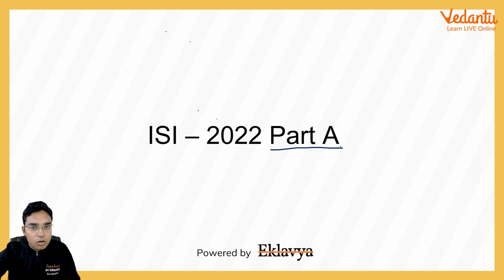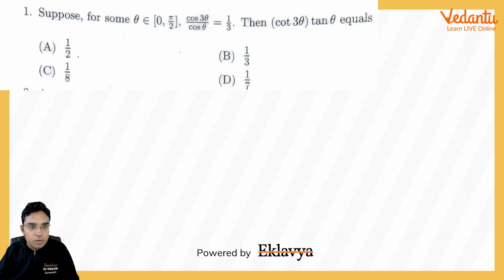So let us start solving this paper with question number 1, in which we are given theta belongs to 0 to pi by 2 and cos 3 theta upon cos theta is equal to 1 by 3. Then we have to find cot 3 theta into tan theta. So this will become cot 3 theta upon cot theta.